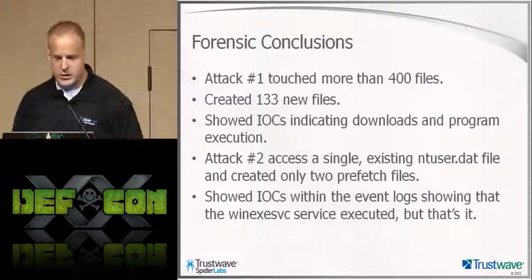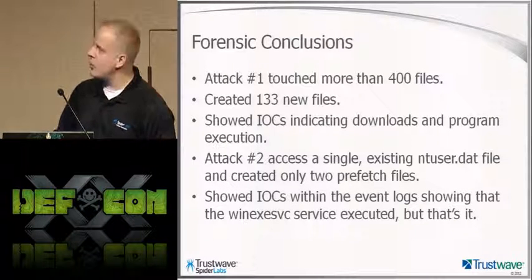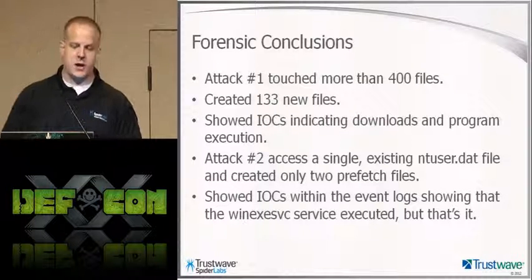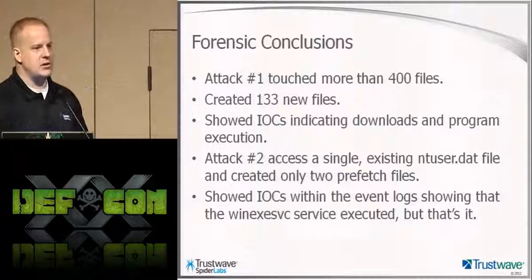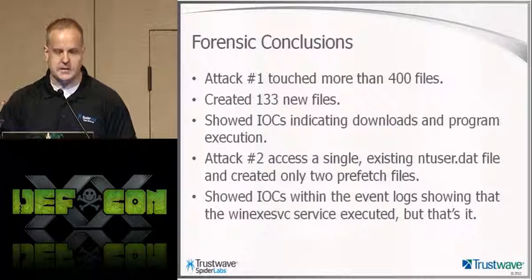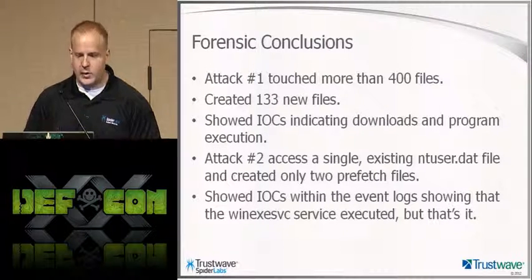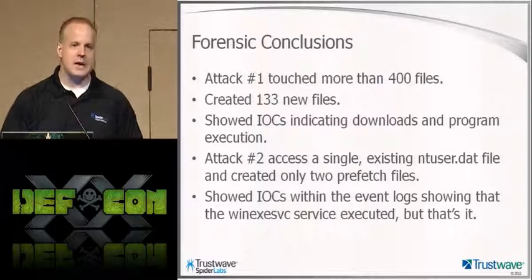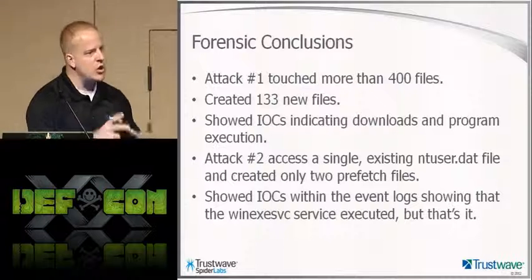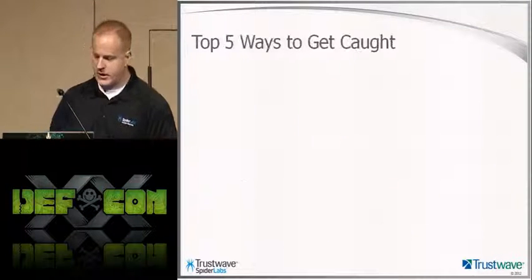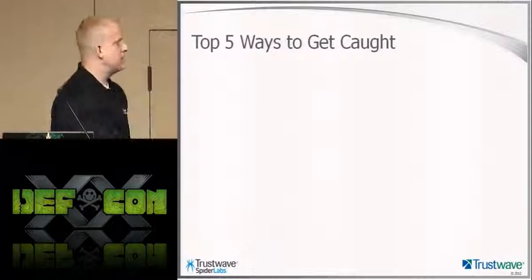So in conclusion, attack number 1 touched more than 400 files, created 133 new ones, and showed indicators of compromise, indicating downloads and program execution. Very noisy, very sloppy, very easy to find. Attack number 2, access of a single user ID, only created 2 prefetch files and a few entries in the event logs, but not a whole lot. His attack surface for me to investigate was so much smaller, and he still accomplished the same goal through an exponentially better attack.